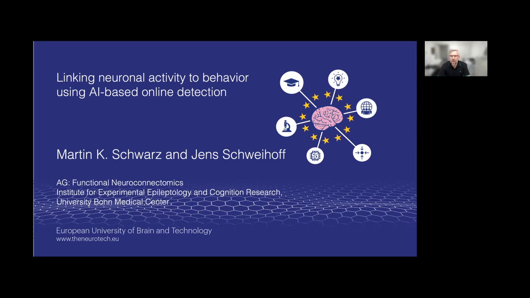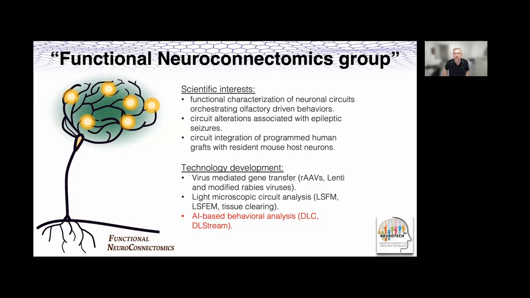So, the Functional Neuroconnectomics group: the general interest of the group is the structural identification and also a functional characterization of neuronal networks in general within the mammalian brain, but we're focusing on the mouse brain, and the research is based on two main pillars. On the one hand, we're interested in scientific questions, which I will come to in a second, but we're also spending a lot of time on technology development. And on the next slide, I will briefly introduce you to the scientific interest.